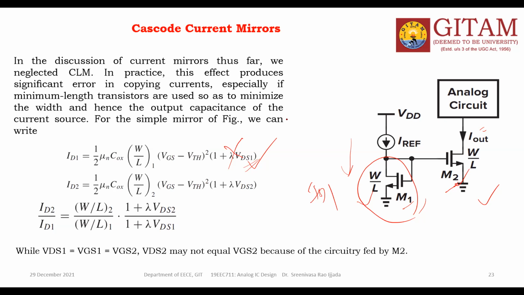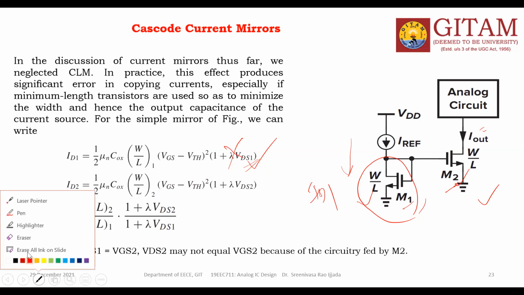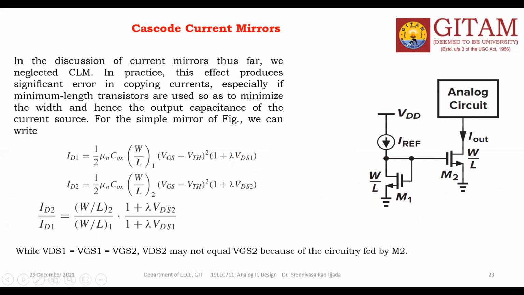L is what? L dash. L dash is the length up to the pinch-off point. Okay. We don't want to take many more deviations, so we stop there. This current equation is for the first transistor current. The second transistor current is this much.